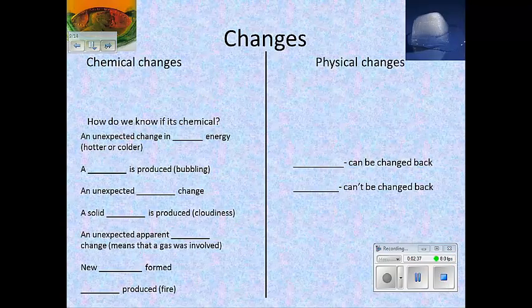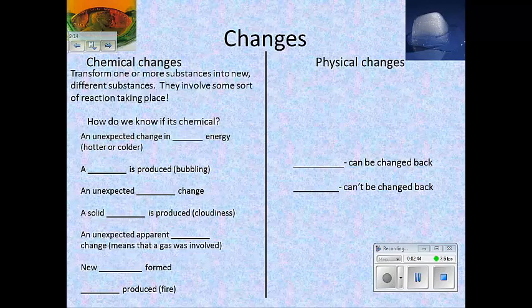Now that we've done chemical and physical properties, let's look at the difference between chemical changes and physical changes. Chemical changes, like we just talked about with chemical properties, transform one or more substances to a new or different substance, and they involve some kind of reaction taking place. That's almost the exact same definition as the properties.